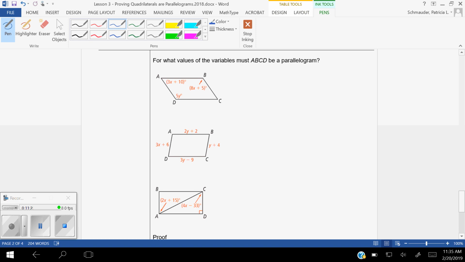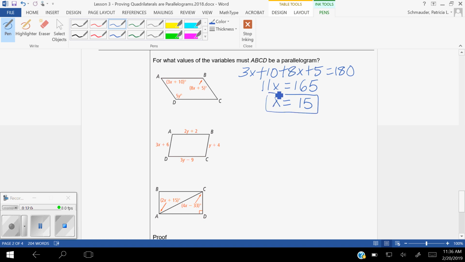Well, I know that if ABCD is a parallelogram, angle A is supplementary to angle B. So that tells me that 3x plus 10 plus 8x plus 5 has to be 180. So we can solve for x right there. We get 11x is 180 minus 15, so 165. So that means x has to be, let's see, 11 goes into 16 once, and that gives me 55. So x would be 15.